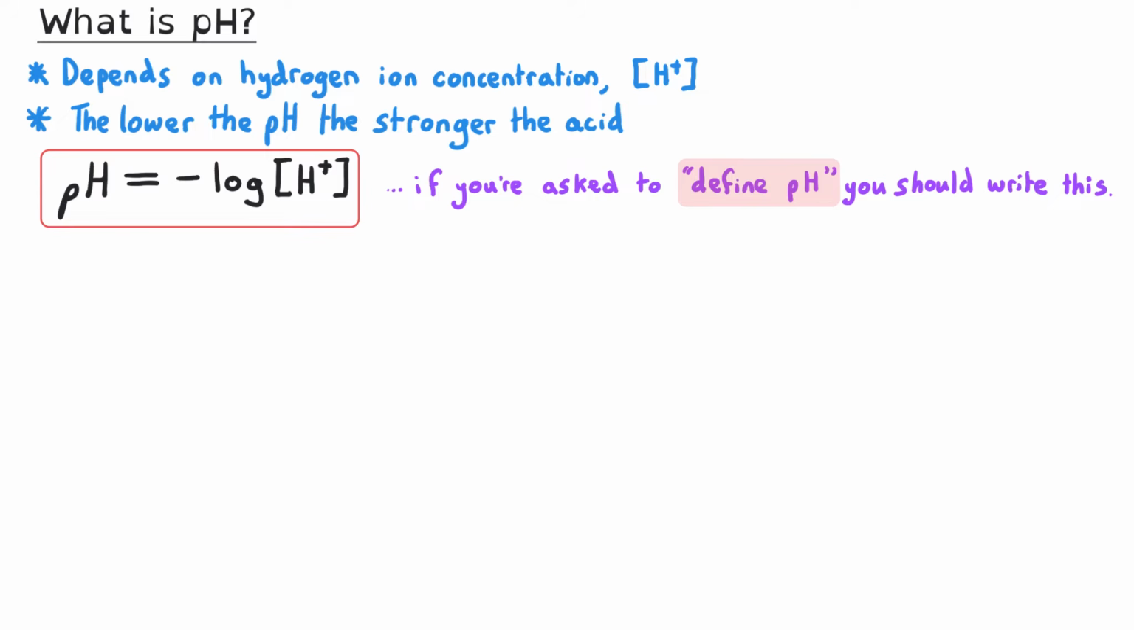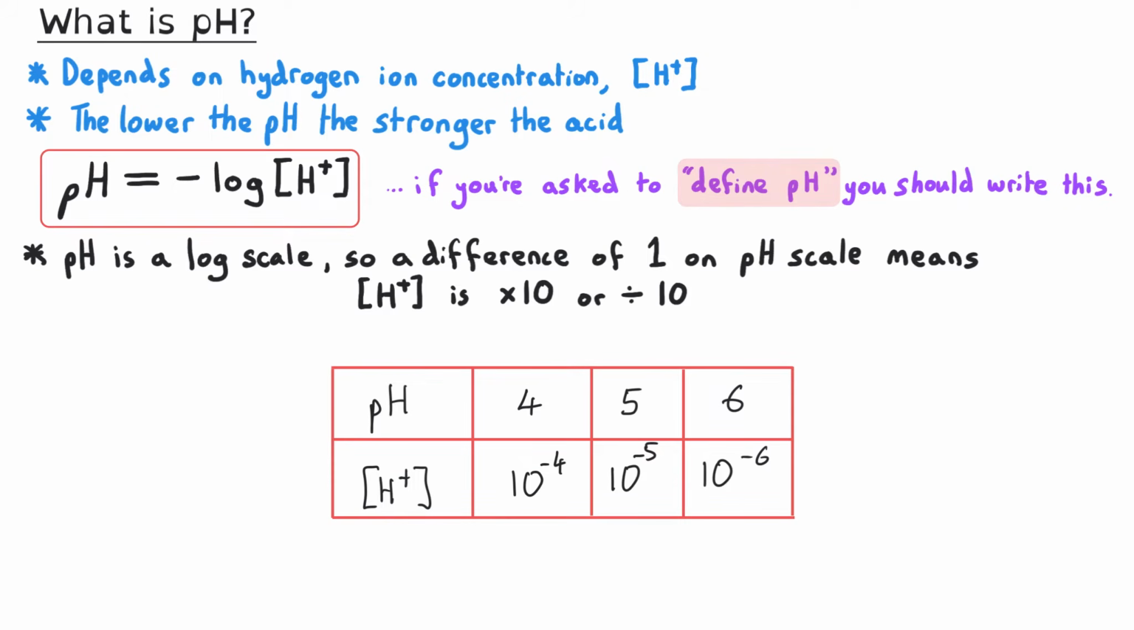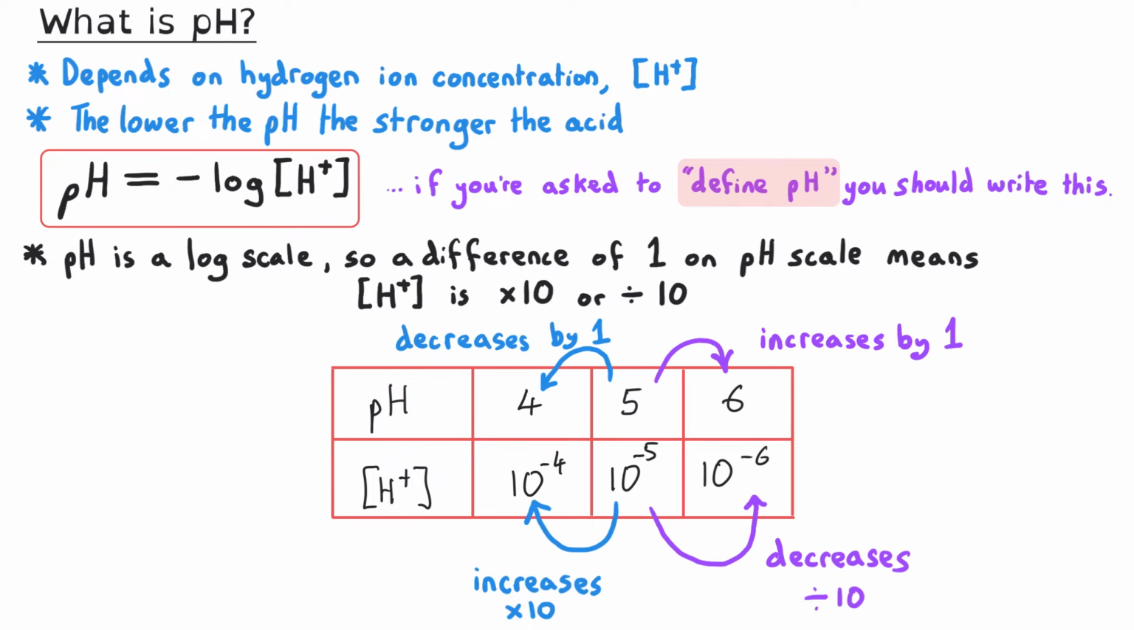The calculation is log to the base 10, but we don't normally write that 10 because we assume that when we're writing log, that's what we mean. And if we mean something else, for instance, in the kinetics topic, we write ln for natural log. Since it's in the base 10, a difference of 1 in the pH means that the hydrogen ion concentration is 10 times bigger or 10 times smaller. So even a small change can be really significant.